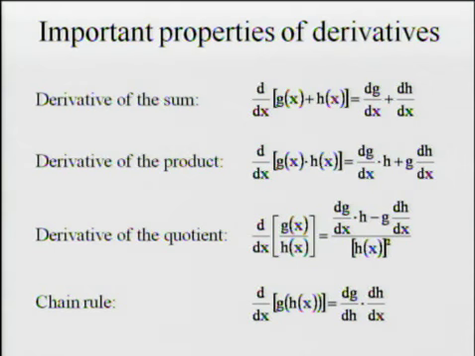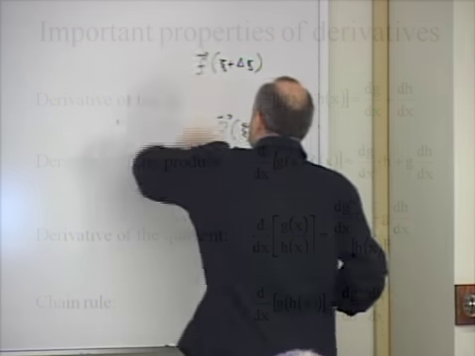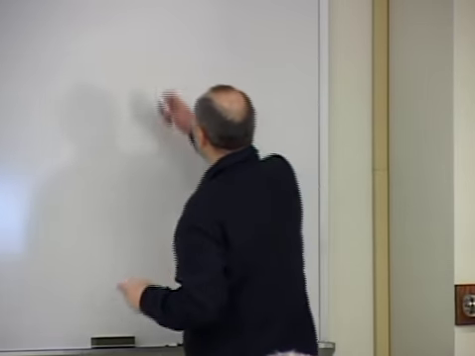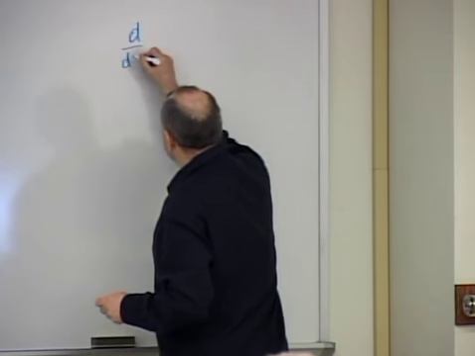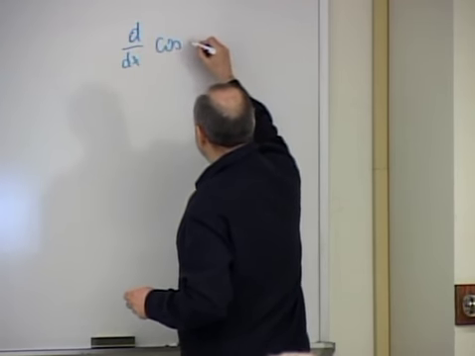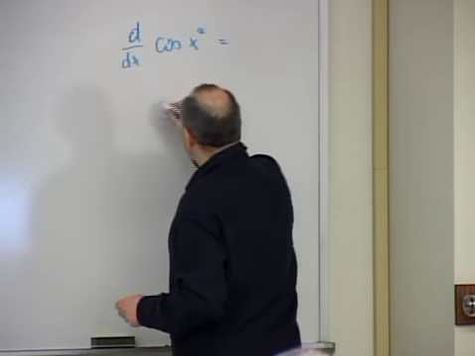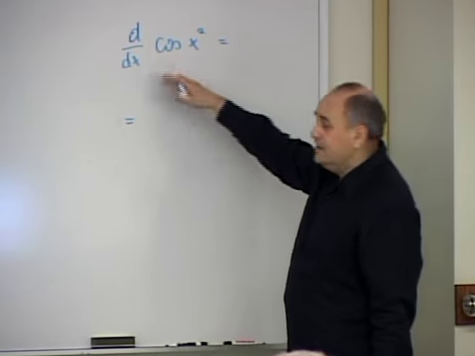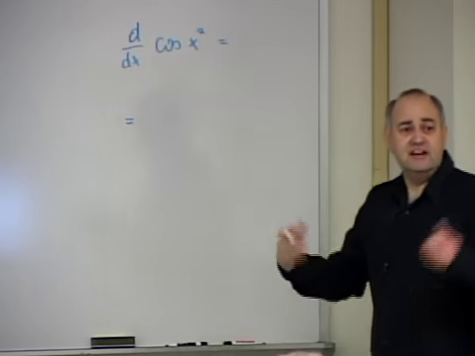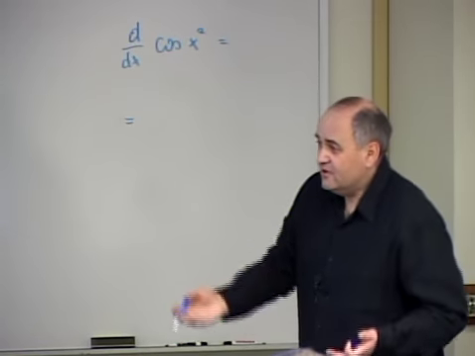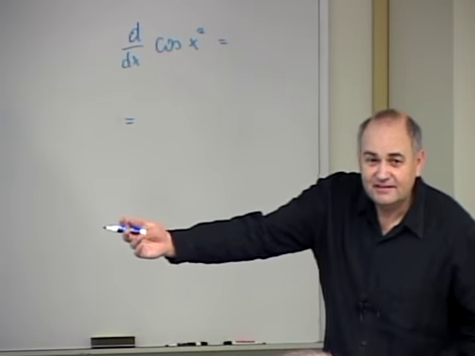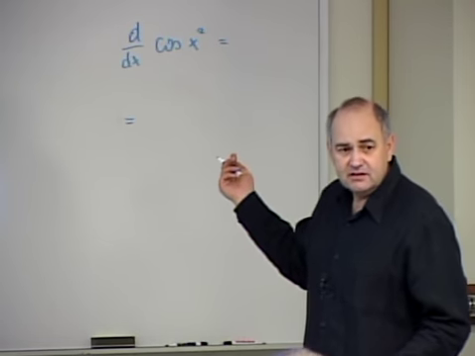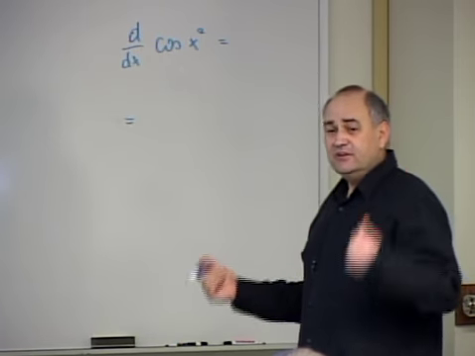So, how about if I calculate it on the whiteboard? Let's take the derivative with respect to x of cosine of x squared. First I have to take the derivative of the external function. And the external function is the function which we perform at the very end. It's like g, right? So what would be the external function here? Cosine.